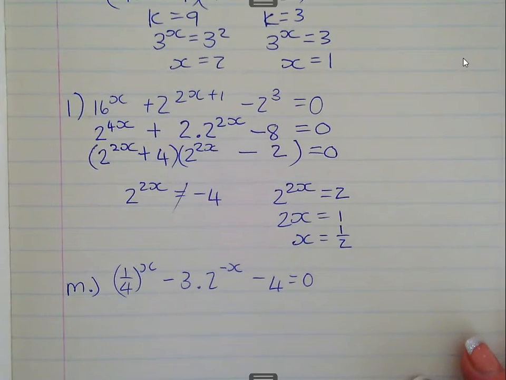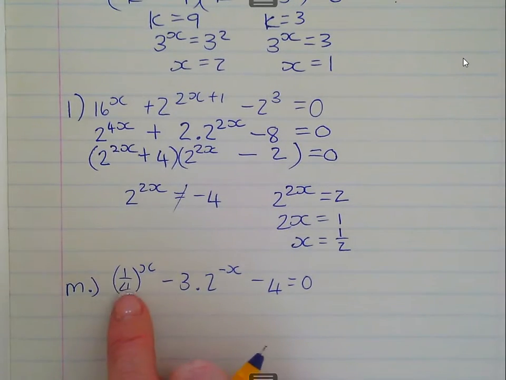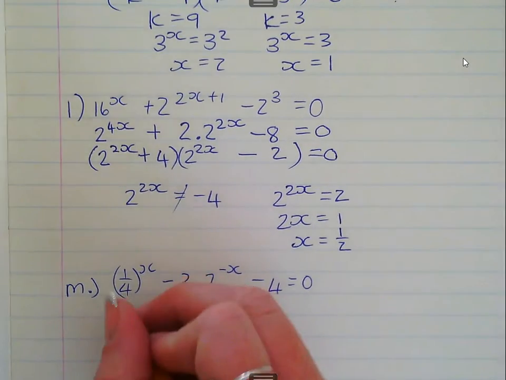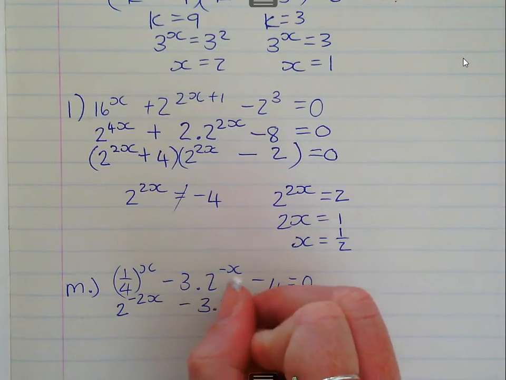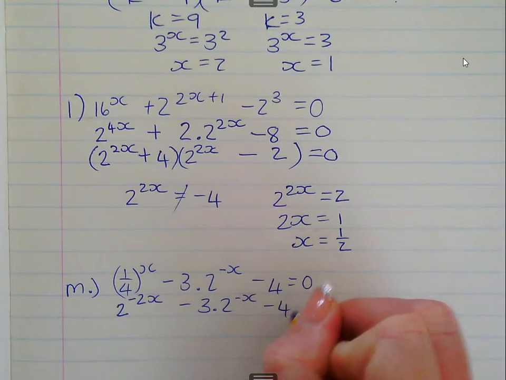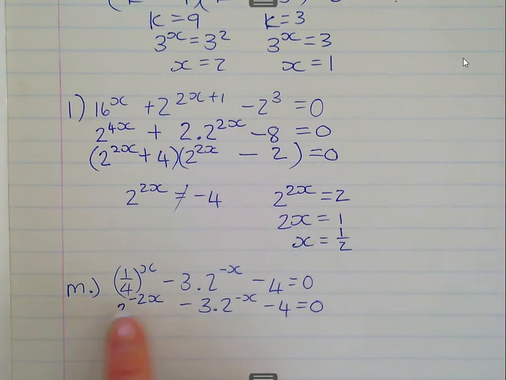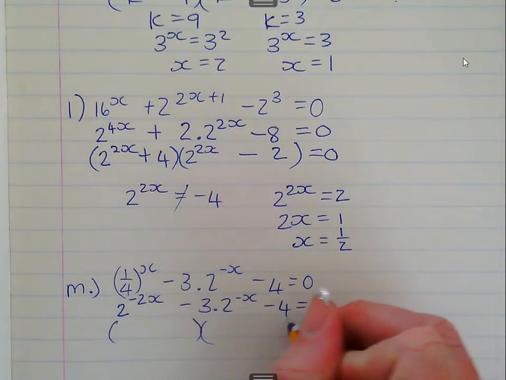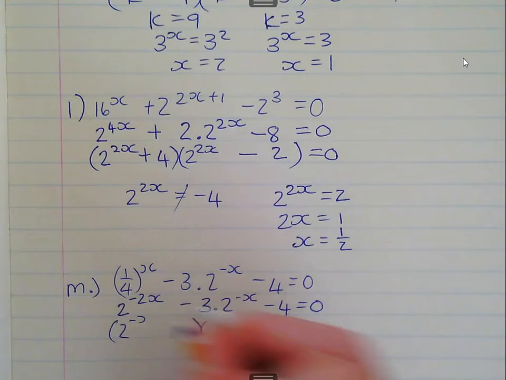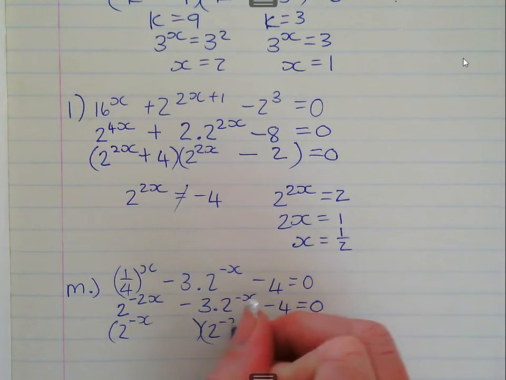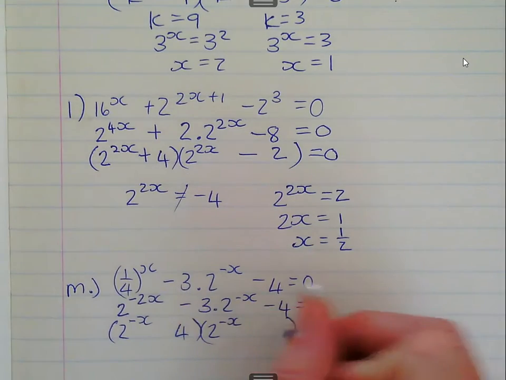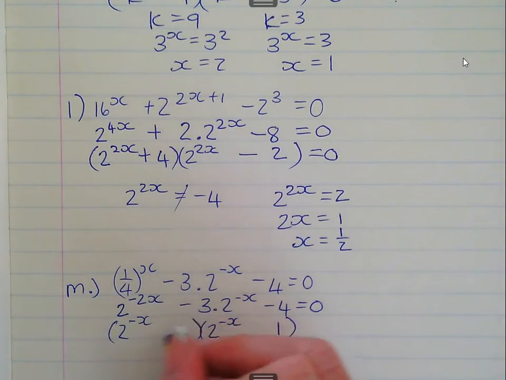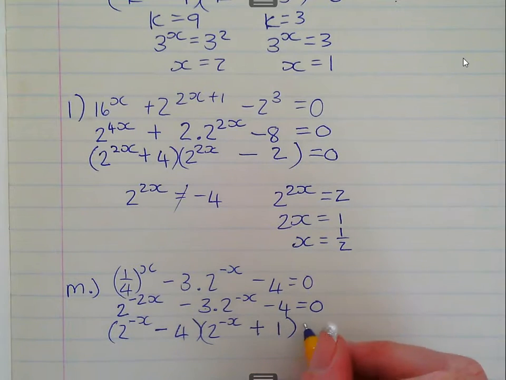Right, m, you had to start with that one, that quarter. I write it as 2 to the power of negative 2x minus 3 times 2 to the power of negative x minus 4 equal to 0. Do you see this exponent is double that exponent? So I can just factorize. 2 to the power of negative x, 2 to the power of negative x, then factors of 4 that will give me 3 when I subtract them, 4 and 1. I want negative 3, so it's going to be negative 4 plus 1.